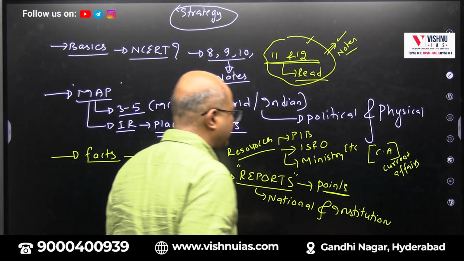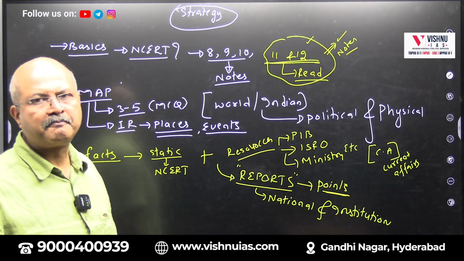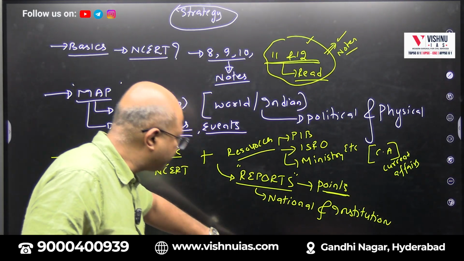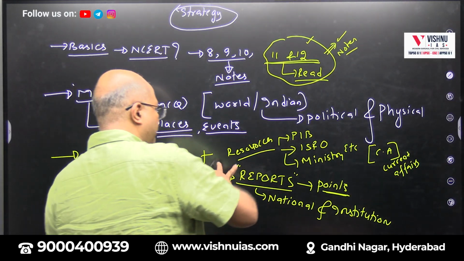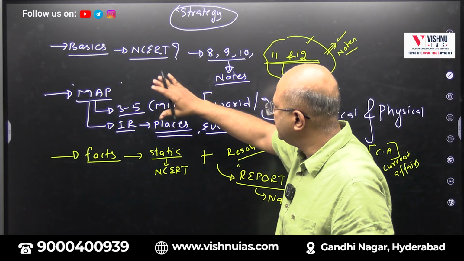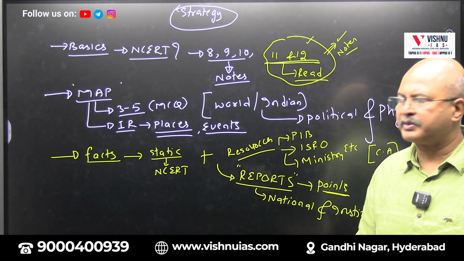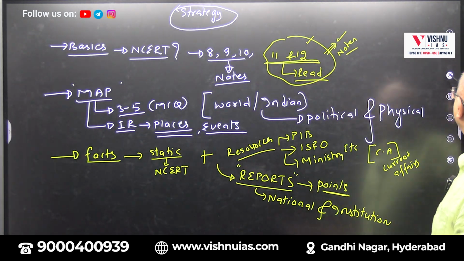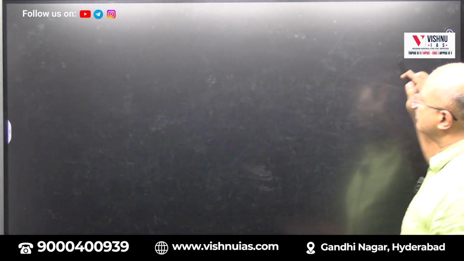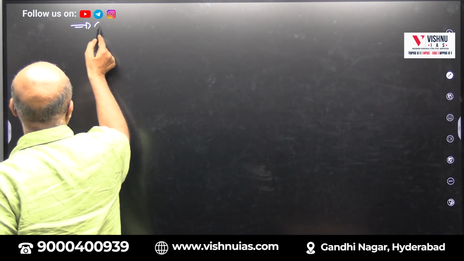like IPCC, National Oceanic and Atmospheric Administration, in India, ministries and different institutions. So these reports also play an important role. So you will be having basics, maps, and then facts. These three things you have kept in your hand. Now once you are having these basics, maps and facts, next you have to summarize that and you have to develop a concept.